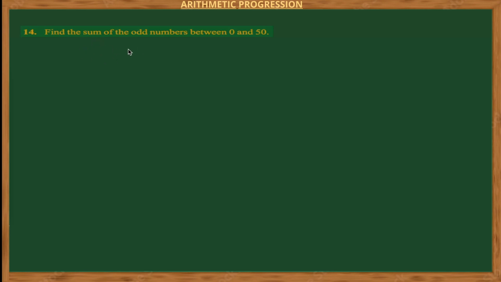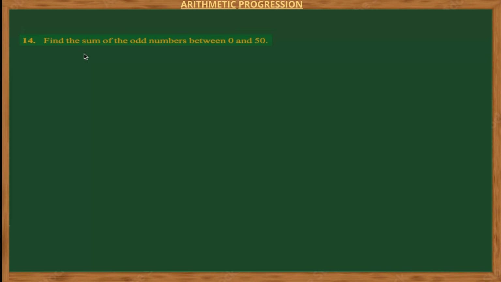Find the sum of the odd numbers between 0 and 50. What are the odd numbers here? We can find the odd numbers: 1, 3, and so on it continues, and 50 is not odd. So 49 is the last odd number. Since it's 50, the n will be half of it, the odd numbers will be half of it, 25.